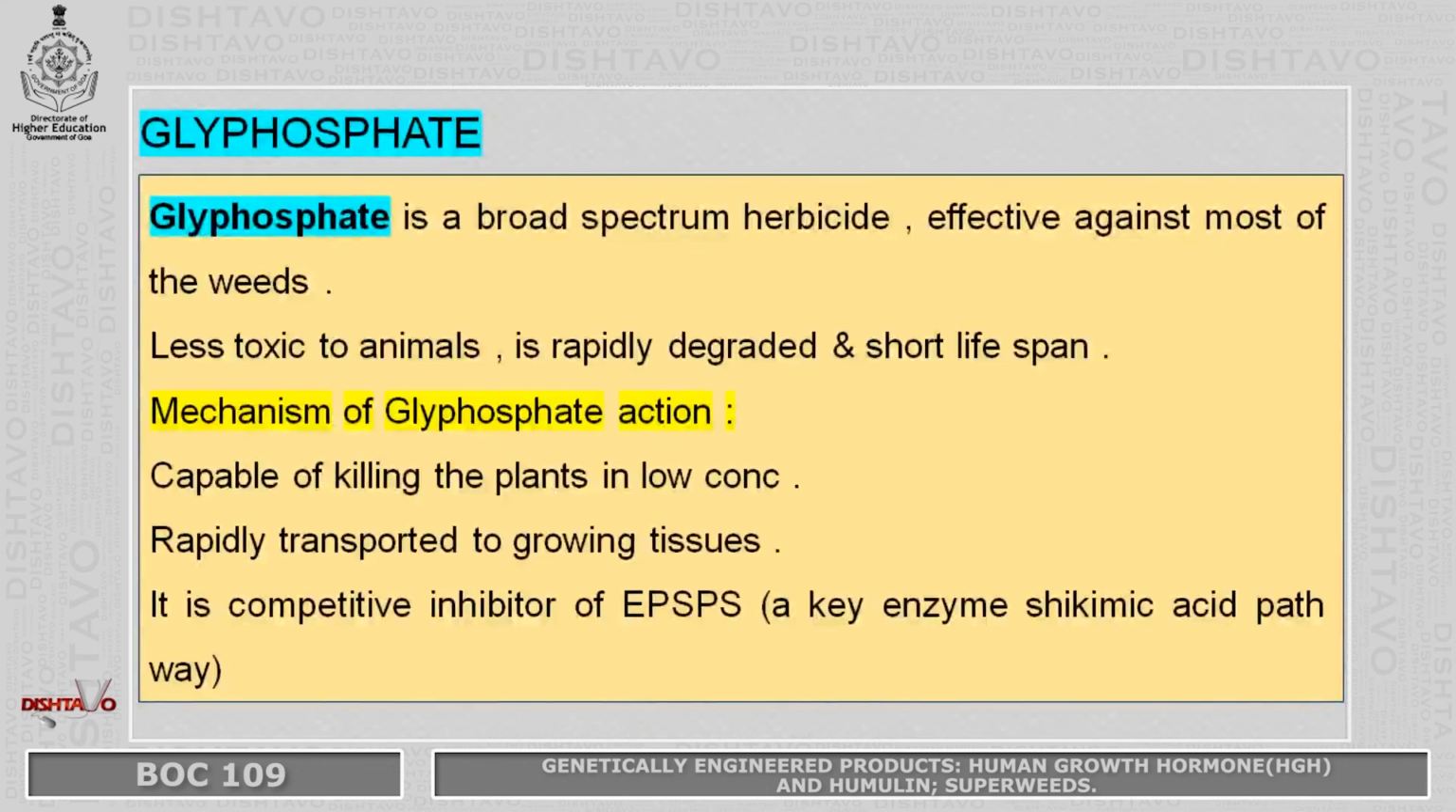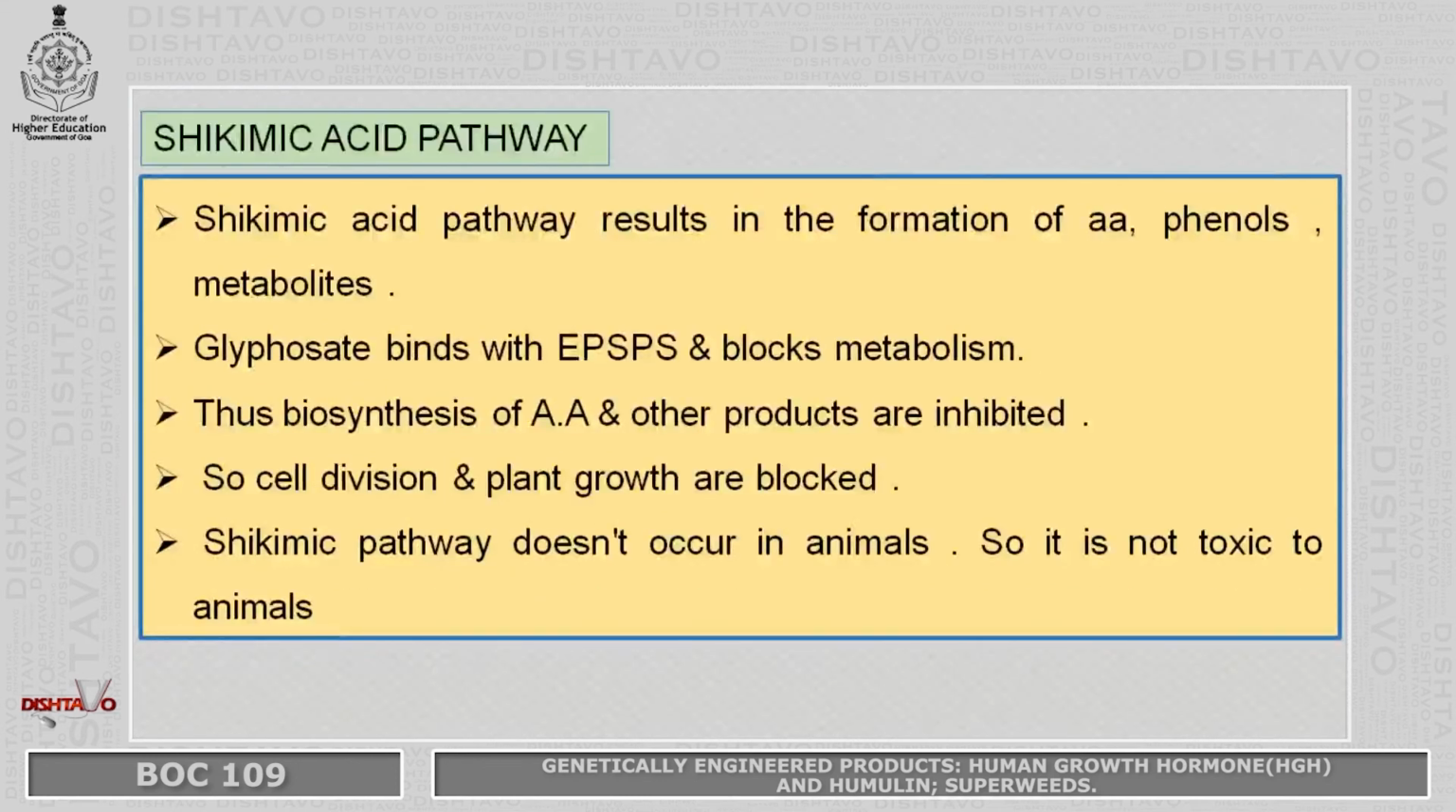It is capable of killing weeds, that is plants, in very low concentrations. It is rapidly transported to the growing tissue of these weeds, and it is a competitive inhibitor of EPSPS, which is a key enzyme of the shikimic acid pathway. The shikimic acid pathway results in the formation of amino acids, phenols, and metabolites the plant needs in order to grow. Glyphosate binds with EPSPS and blocks the metabolism. Thus, biosynthesis of amino acids and other products is inhibited, so cell division and plant growth are blocked.